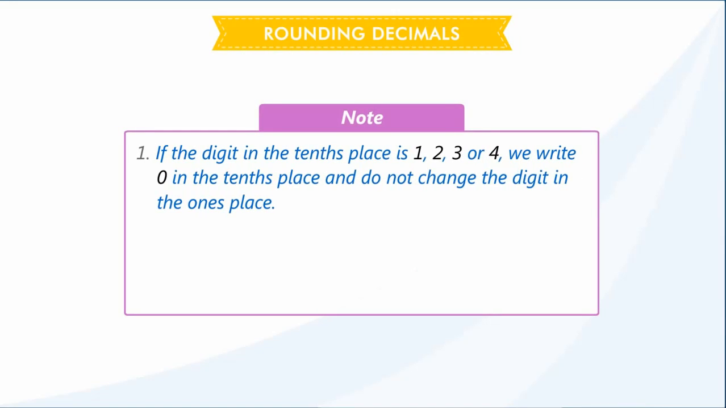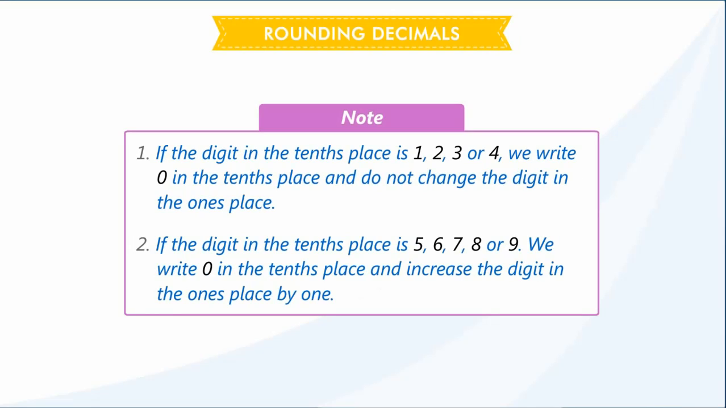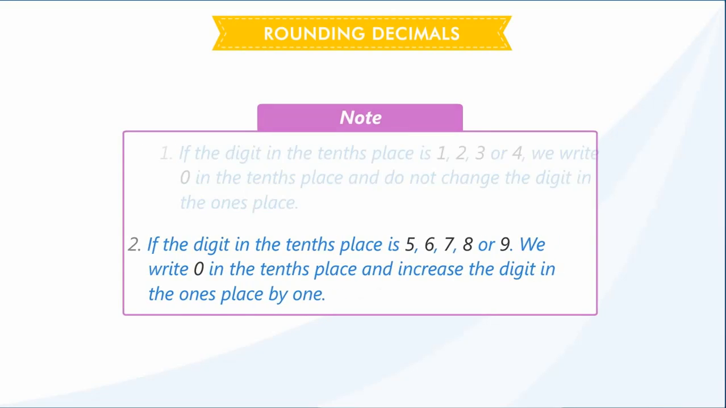Rounding decimals. Note: if the digit in the tens place is 1, 2, 3 or 4, we write 0 in the tens place and do not change the digit in the ones place. If the digit in the tens place is 5, 6, 7, 8 or 9, we write 0 in the tens place and increase the digit in the ones place by 1.